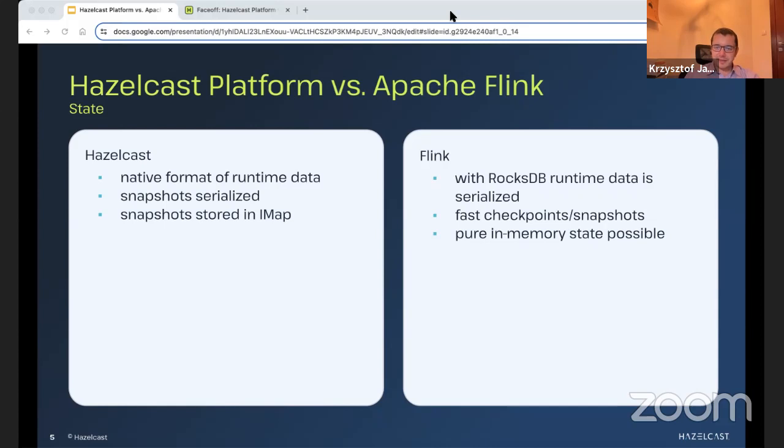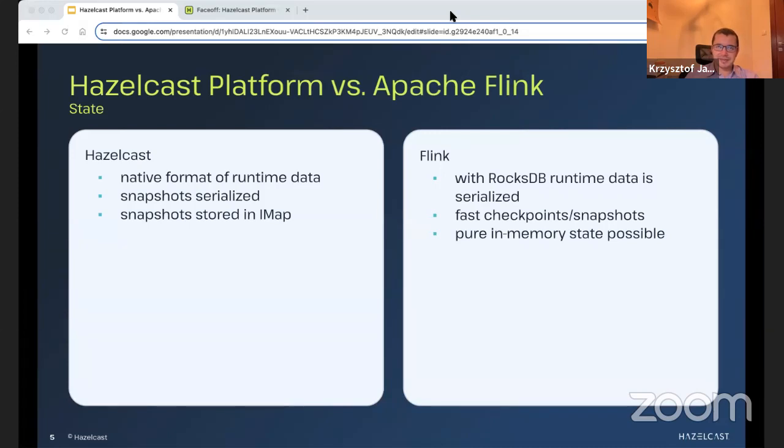In case of Flink, Flink has two options to keep the state. One is using RocksDB, which gives the ability to keep the data on disk also. But the price for that is that the data have to be serialized when they are updated. So each update needs to serialize data, read will deserialize them.